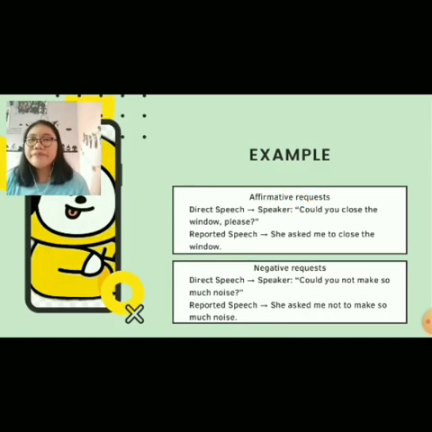Okay, so for the example, the affirmative request, the direct speech, the speaker said, could you close the window please? And the reported speech, she asked me to close the window. Okay, for the negative request, the direct speech, the speaker said, could you not make so much noise? And the reported speech is she asked me not to make so much noise. You get it? Okay, I hope you get it.